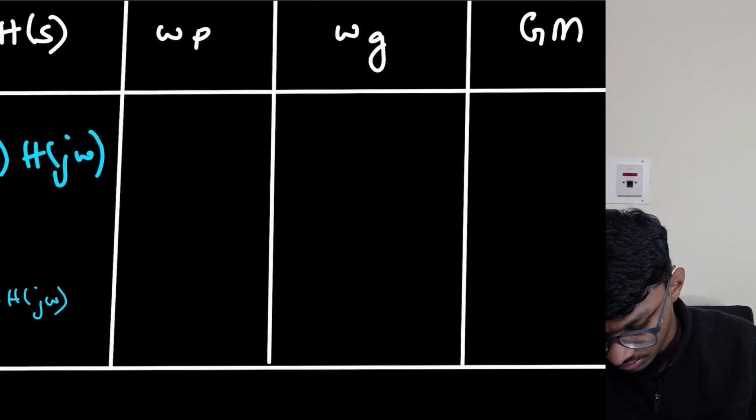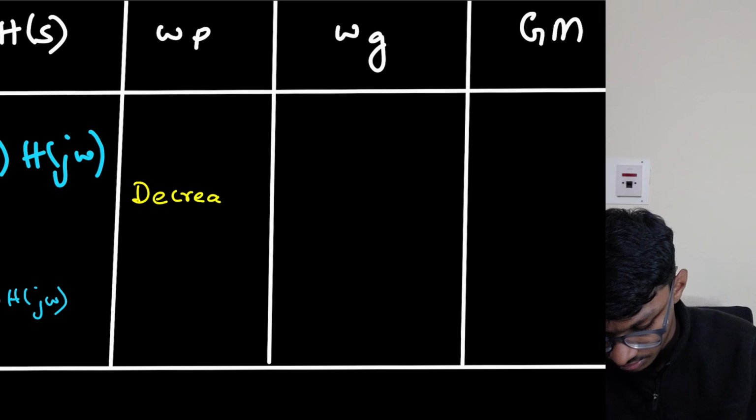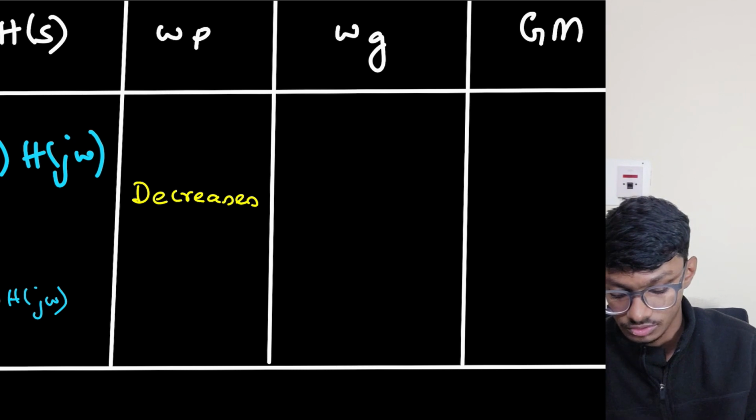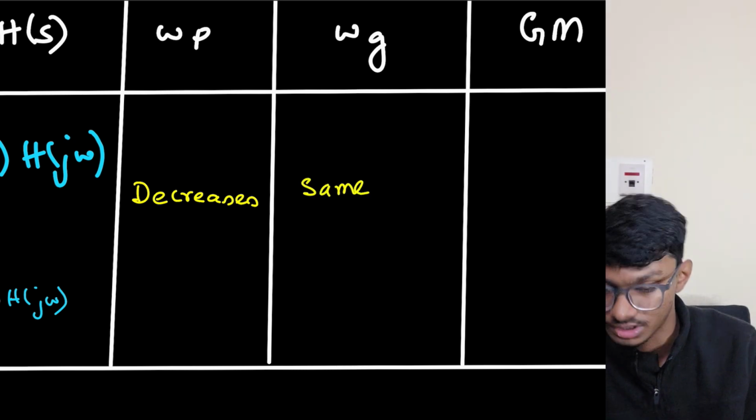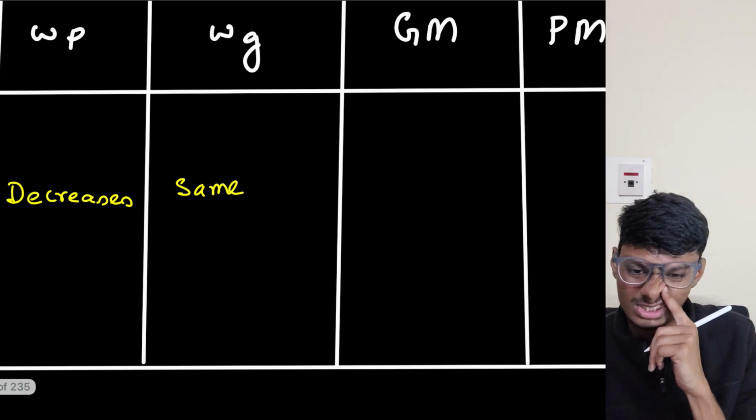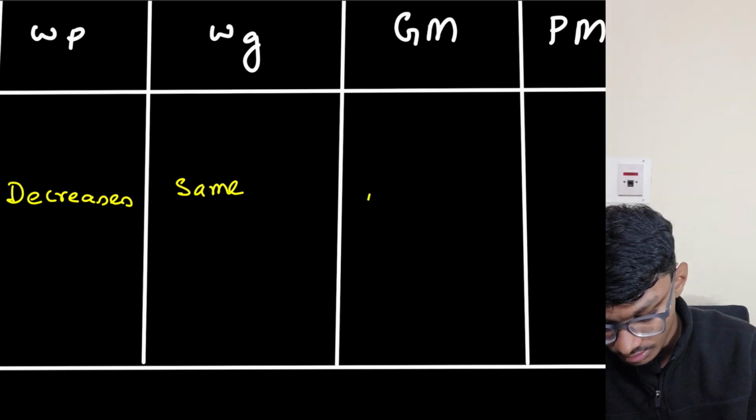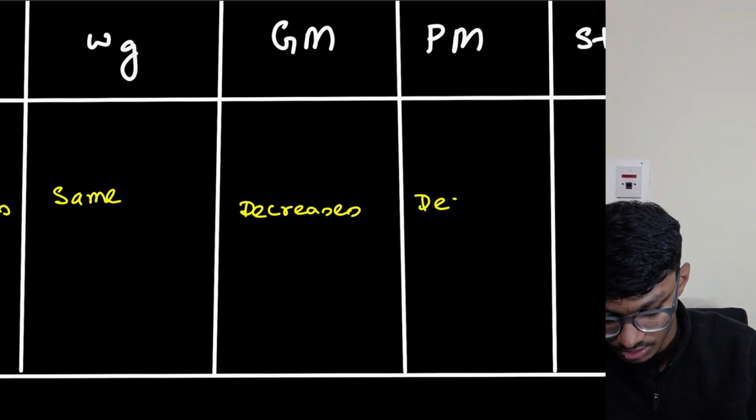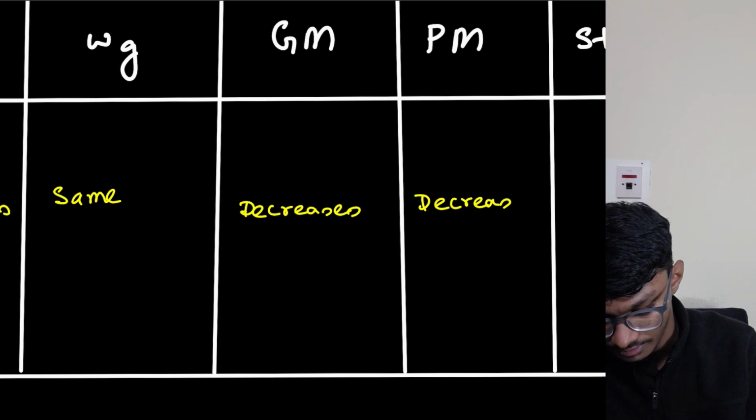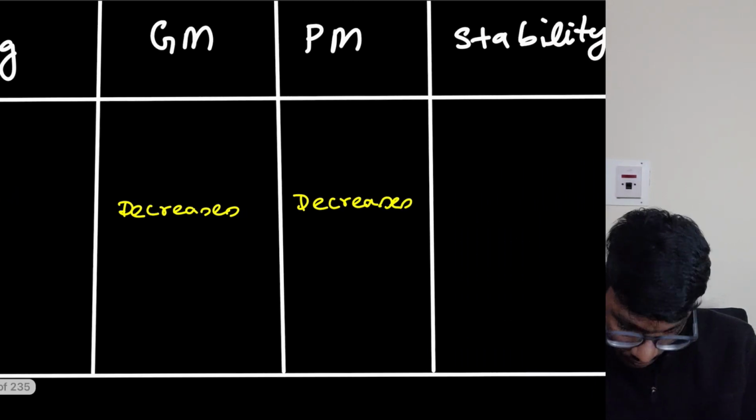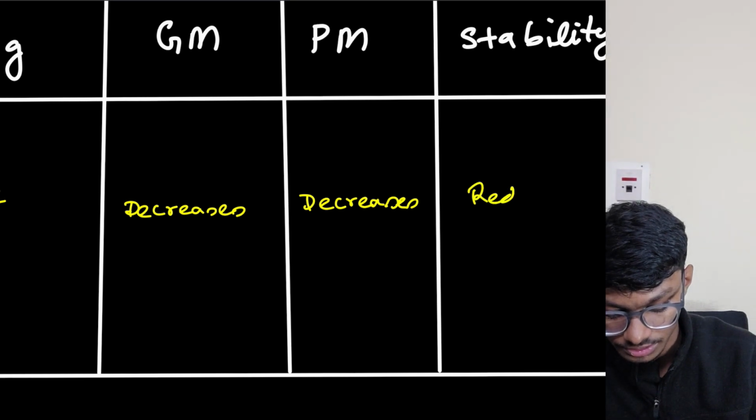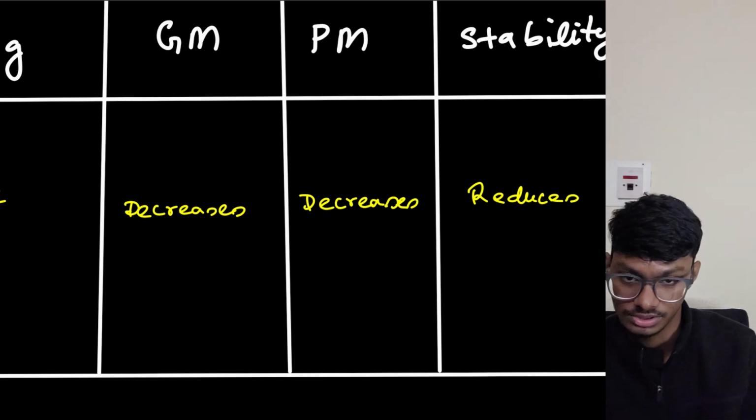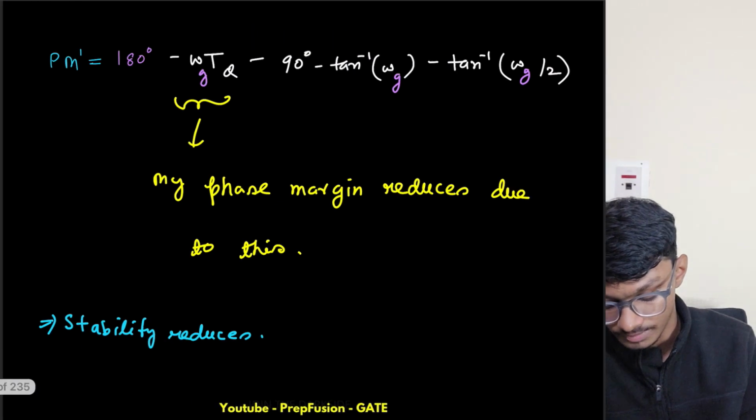What happens to my omega g? My omega g remains the same, it does not reduce. But what about my gain margin? Gain margin also reduces, decreases. Phase margin also decreases. What about stability? Stability also reduces. As my margins are reducing, at a certain stage it will cross gain margin equals 0 and phase margin equals 0, and then my system will become unstable.